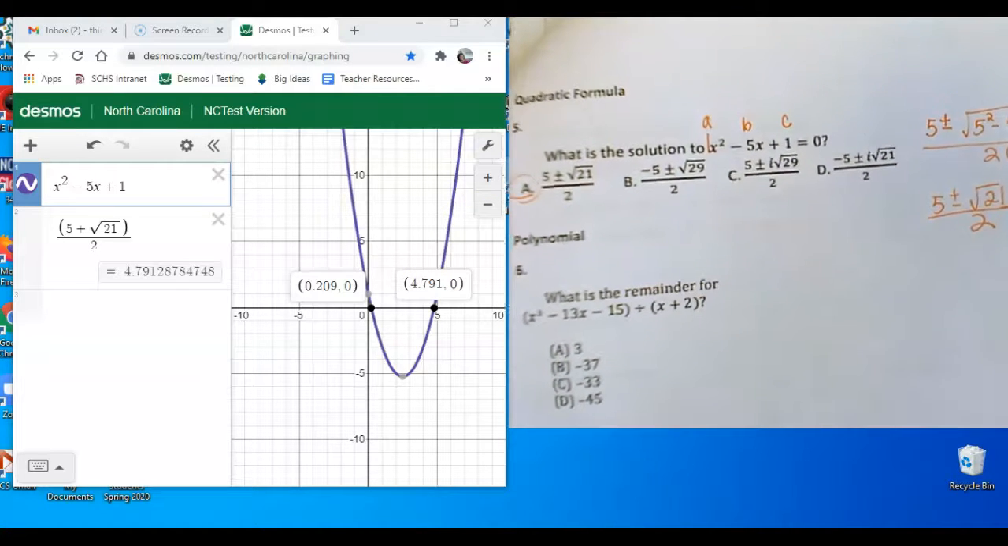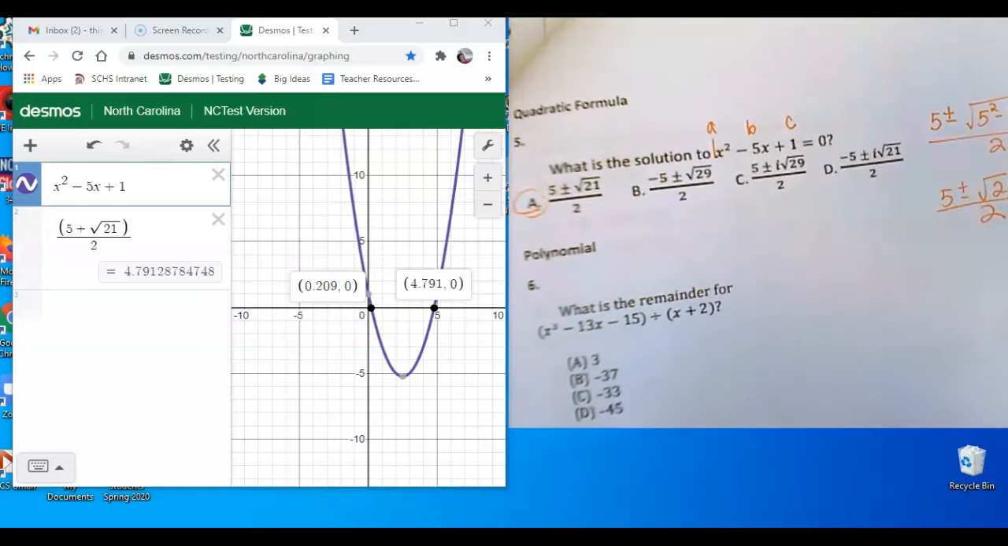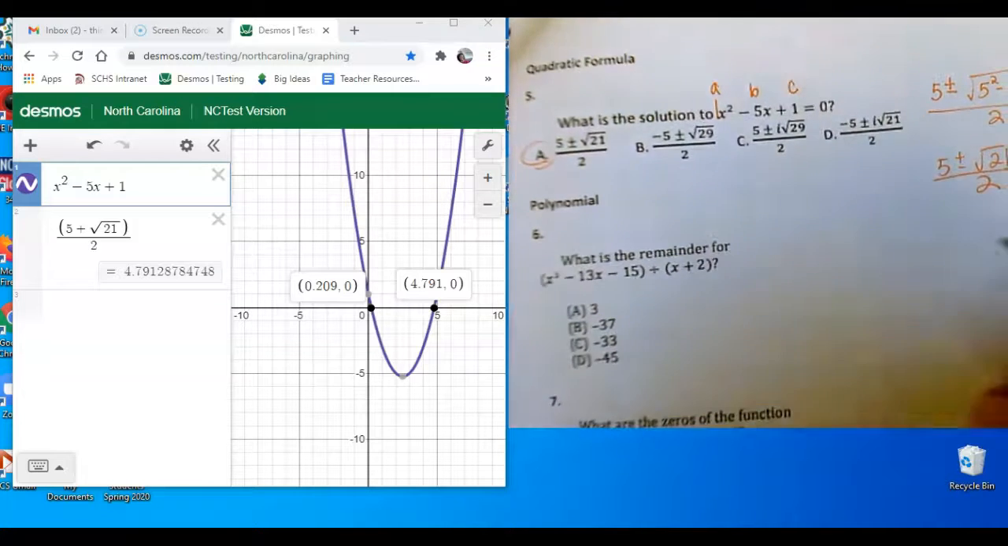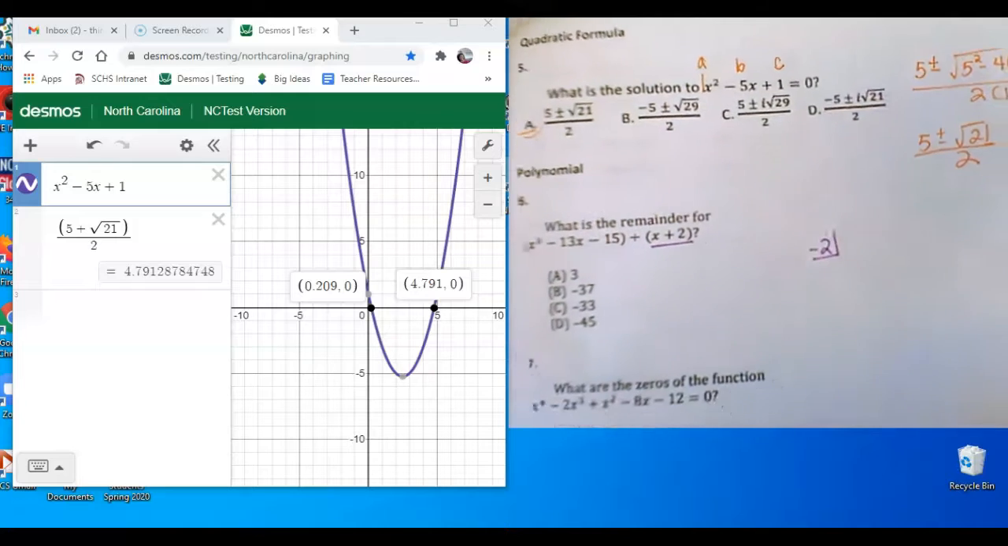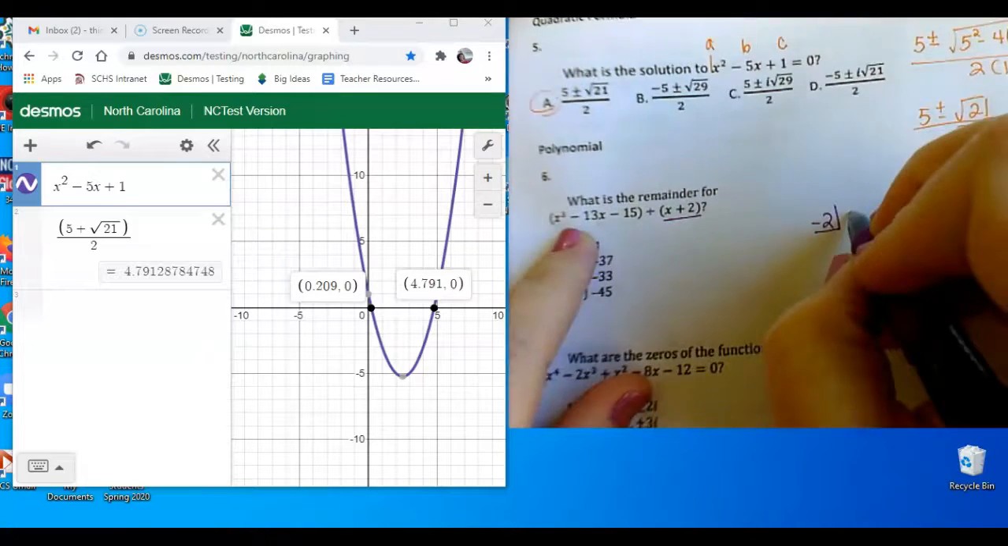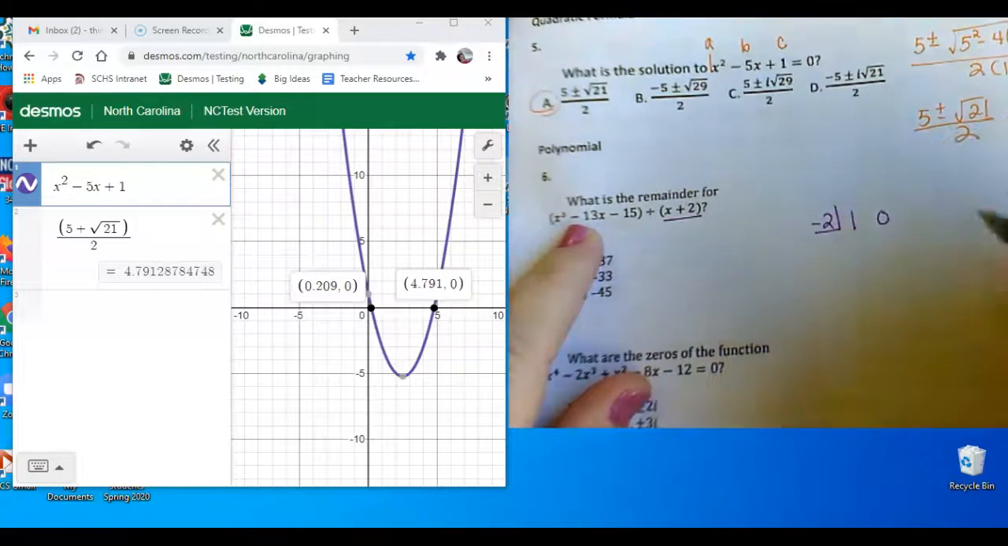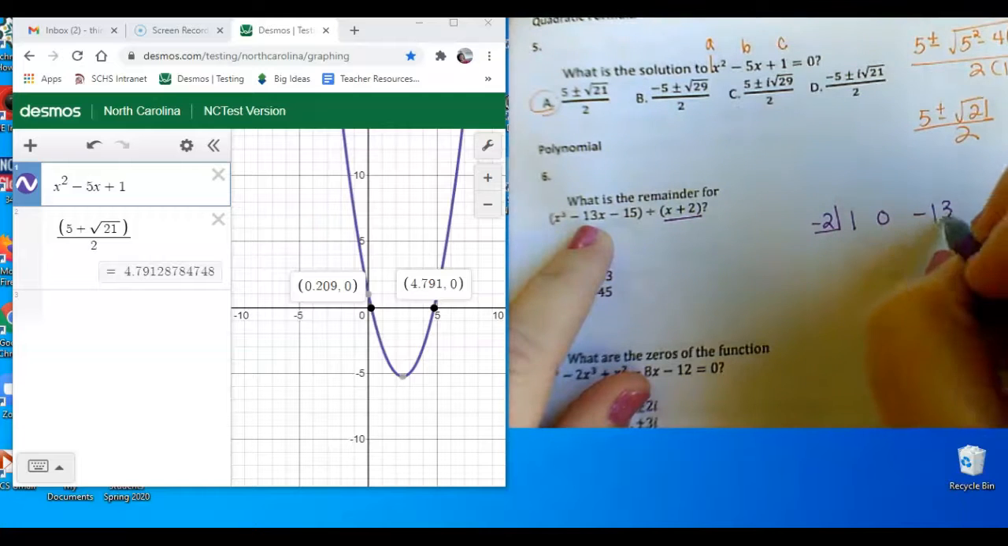All right, the next one wants to know what the remainder of this is when we divide. This is a synthetic division kind of problem. We're going to change the sign of that, put that in our little box. Notice we're missing the x squared term, so we would put a 0 where the x squared goes.